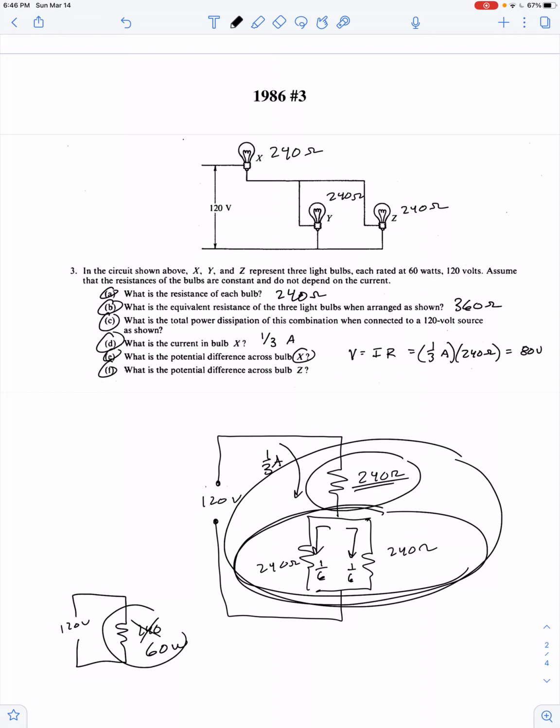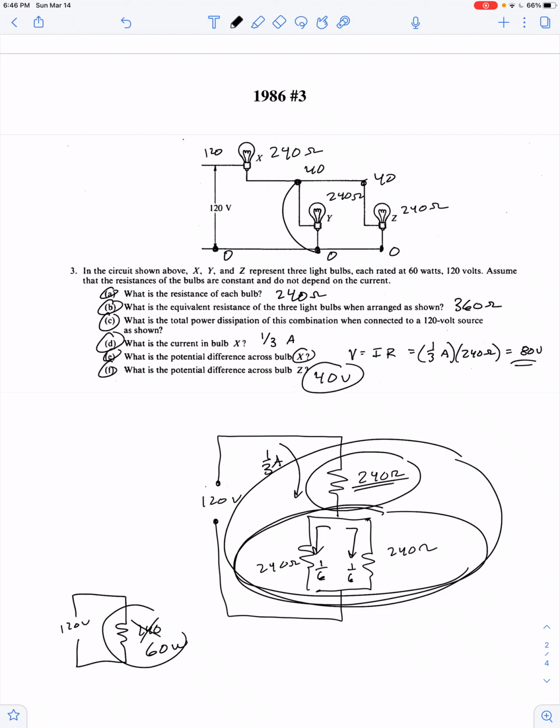What's the potential difference across bulb Z? Well, we can invoke Kirchhoff's loop rule. So we say this is 0, this is 120, and then we lose 80 volts. So the electric potential here is 40. So across bulb Y is a potential difference from 40 to 0, and likewise across bulb Z is a potential difference from 40 to 0. So the potential difference is 40 volts here.